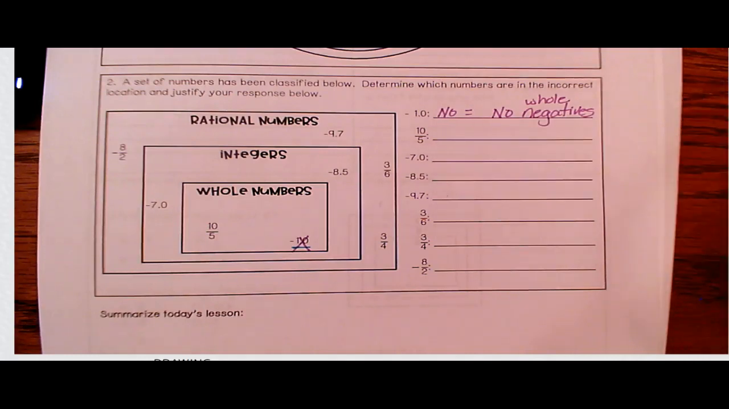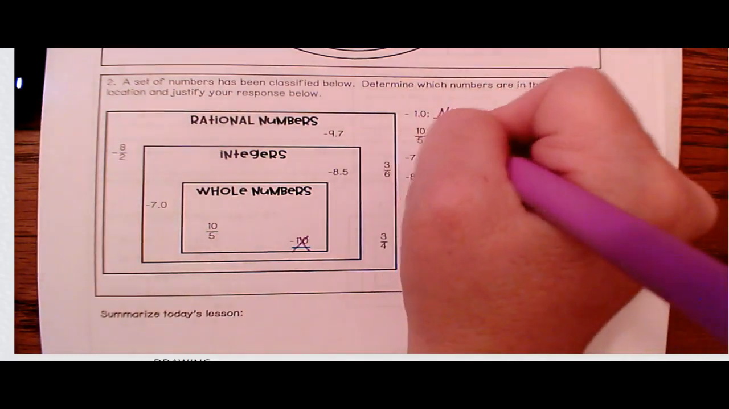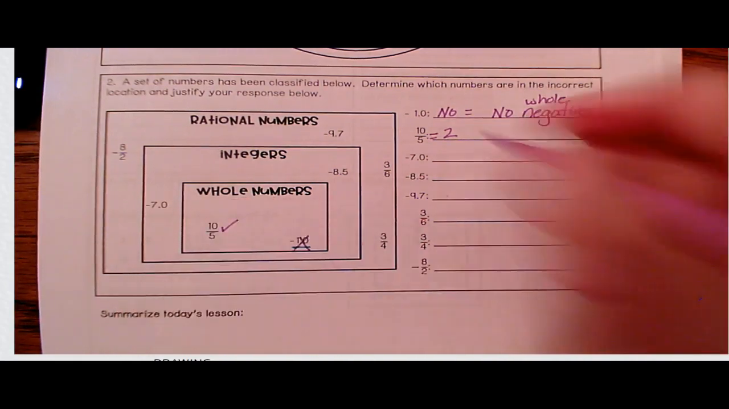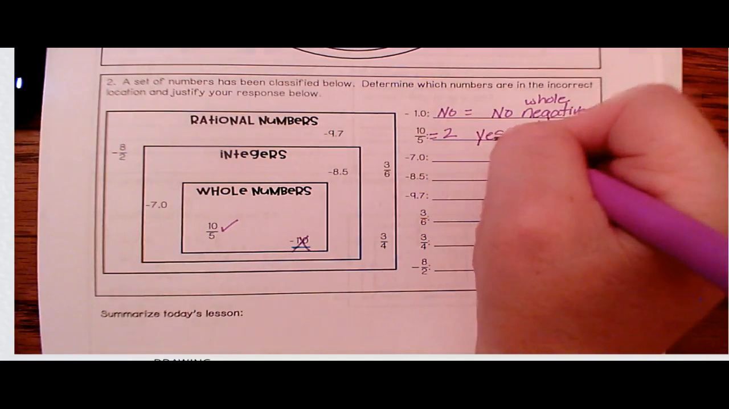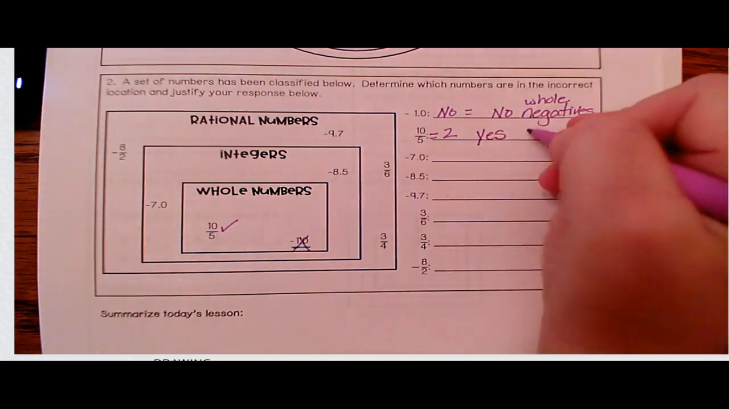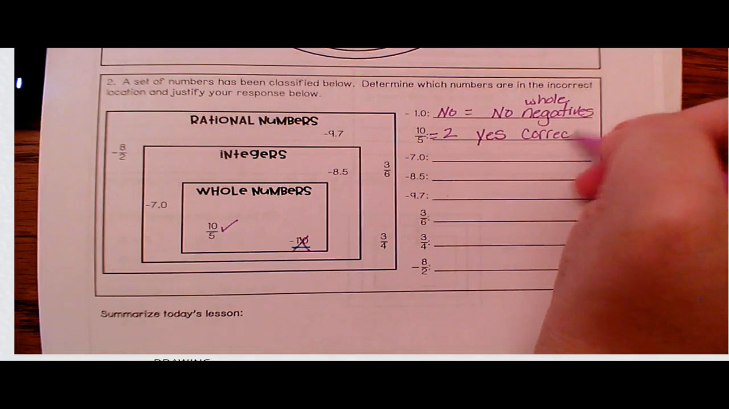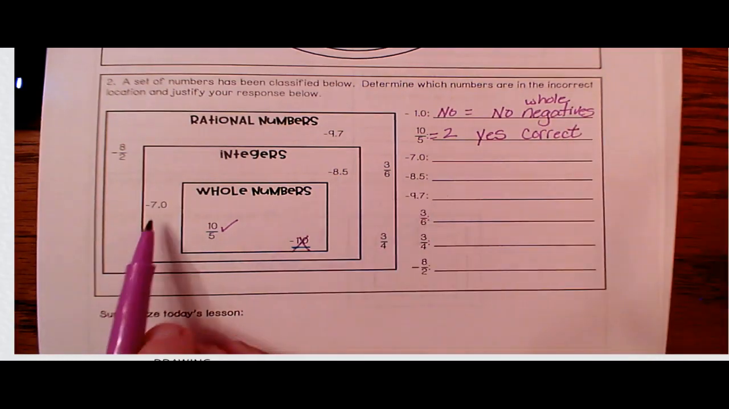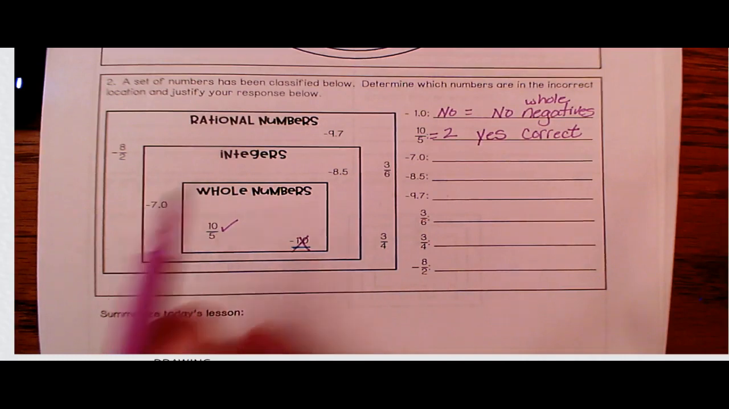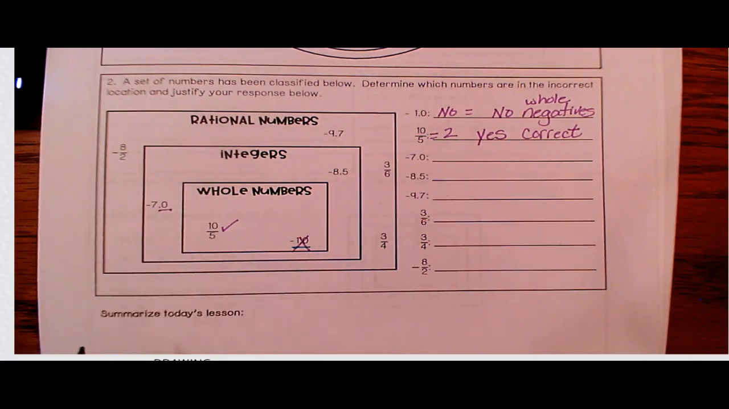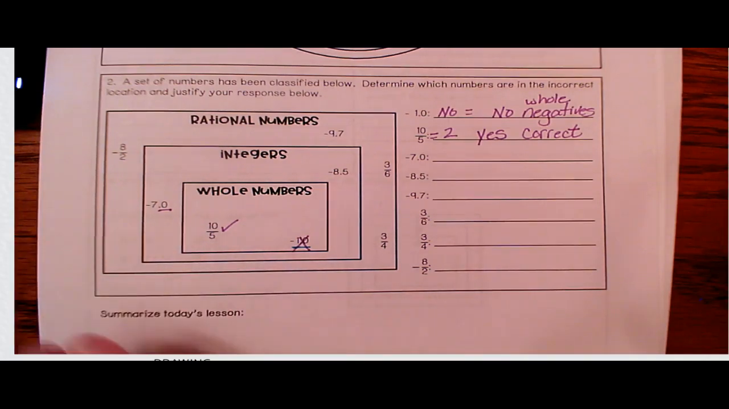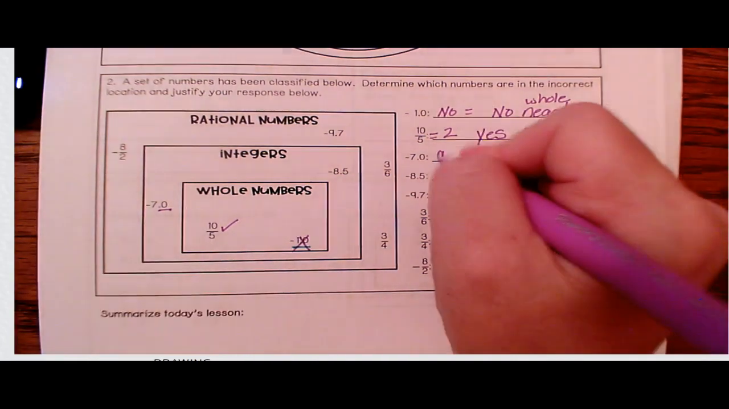10/5. 10/5 is really equal to 2. So 2 is in the correct spot, so yes, it's correct. -7. They have -7 in the integer spot. Even if there's a decimal 0, that decimal 0 does not count. It still makes it just like there's nothing there. So that is an integer. So that is correct.